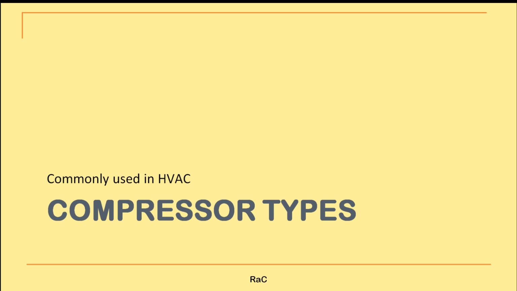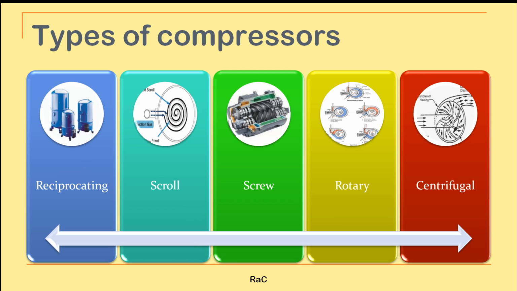The commonly used compressor types in heating, ventilation and air conditioning (HVAC) are going to be discussed here. Reciprocating, positive displacement compressor, scroll compressor, screw compressor, rotary compressor and centrifugal compressor. So the first four, reciprocating, scroll, screw and rotary, are positive displacement compressors, and centrifugal is of the dynamic, non-positive displacement compressor type.